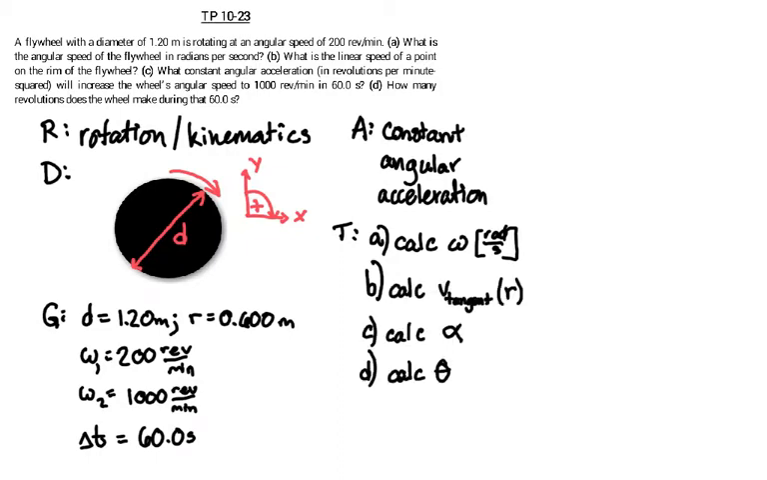All right, so the rest of our tasks, we're going to calculate the tangential velocity at the rim, so at radius r. Part C is to calculate the angular acceleration, and then Part D, how many revolutions does it take for our accelerating flywheel to go during 60 seconds. So we're going to calculate the angle, and we're going to do that in terms of revolutions, so we'll have to do some conversions from radians to revolutions.